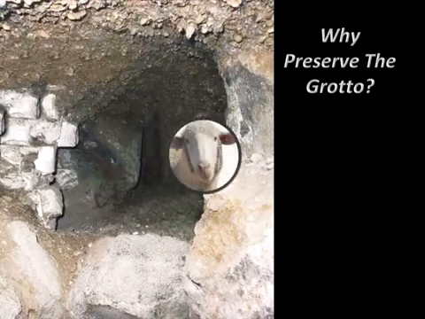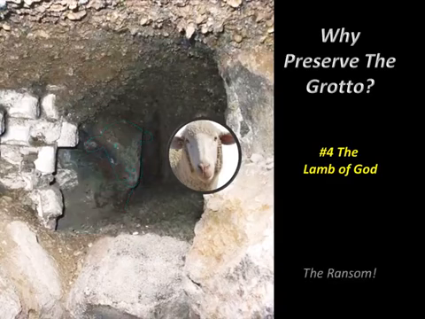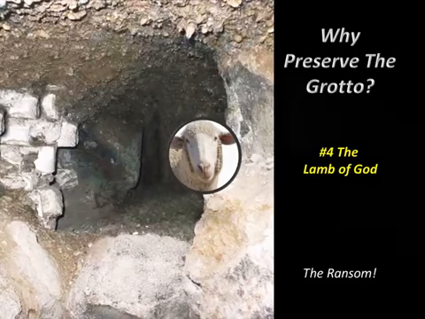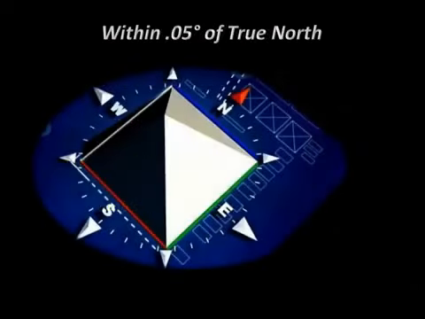And let me put a lamb's head there. Now let me highlight for you the stone that the Bible students call the lamb's head. Do you see the significance, the shape of the head? That represents, we think, the Lamb of God and the ransom. Remember, one of the characteristics that God was going to use to reveal himself, this is one of them. It's pretty exciting. So we see that the pyramid gives us clues with the materials, the boss, the scored line, and the lamb's head. A whole bunch of stuff has been set up, and this frames how we view the pyramid.